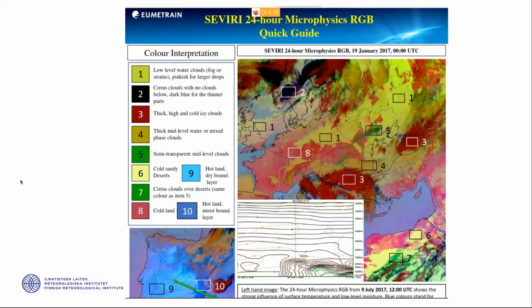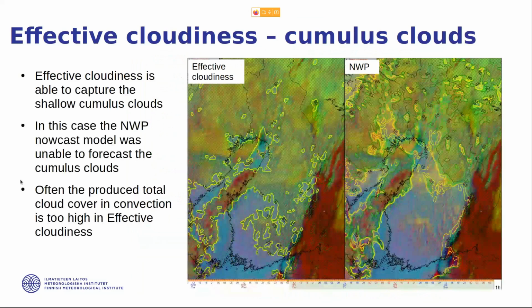So this is the satellite image I will be mainly using in my examples. First of all, the cumulus clouds problem in effective cloudiness. Here in the left-hand side image, you can see the 24-hour microphysics satellite image in the background, and on top of that, on the left-hand side, is the effective cloudiness product.